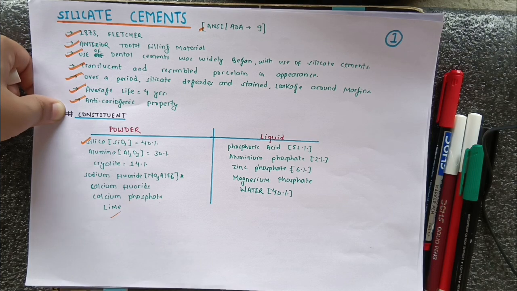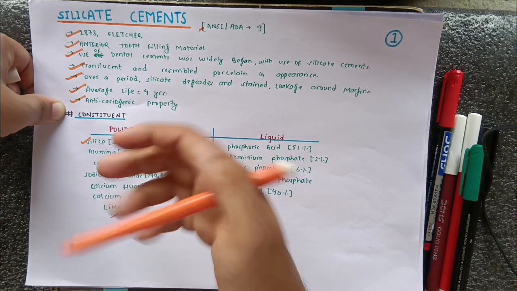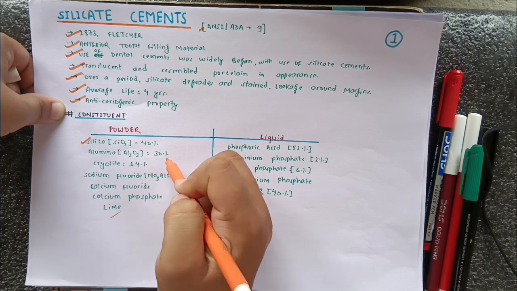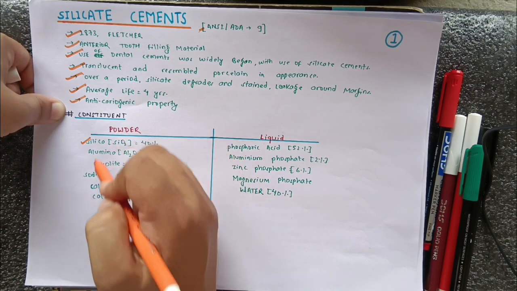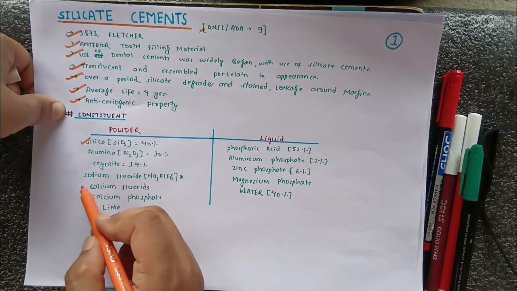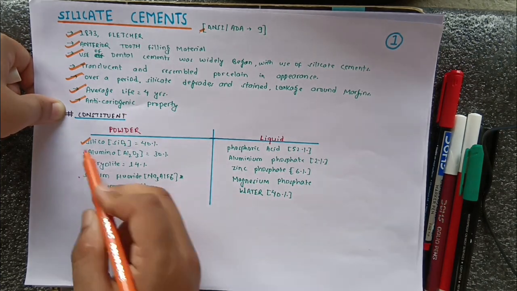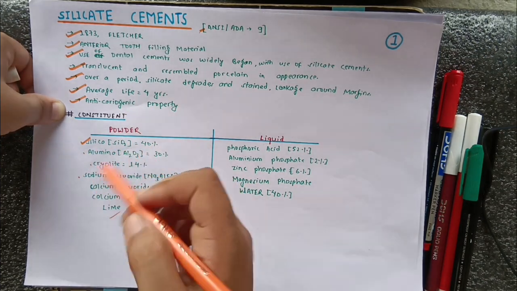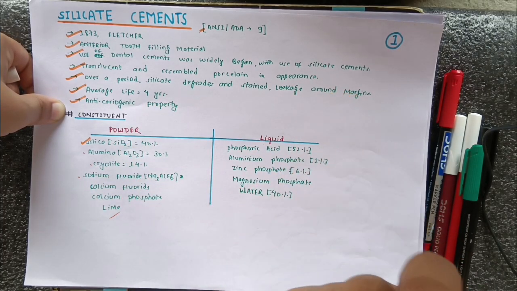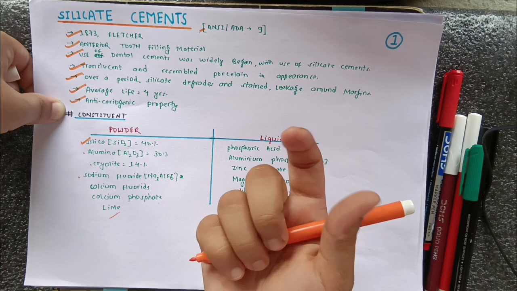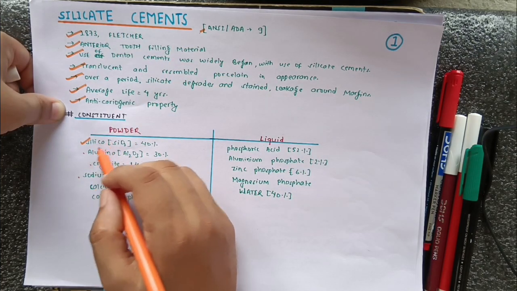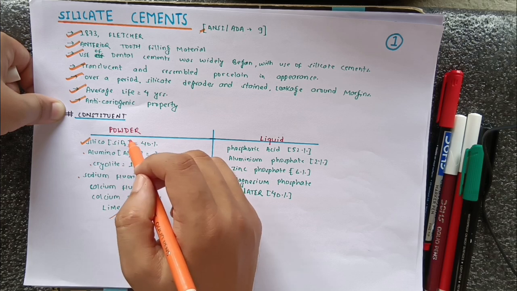If you can't remember all those points, just remember silica, which is 40%, alumina, which is 30%, and cryolite, which is 14%. These three are quite important. You can also remember sodium fluoride, so these four are the major constituents of the powder. If you forget all those names, just remember silica, alumina, cryolite and sodium fluoride. Silicate cement gets its name from silica, which is the major constituent of the powder.